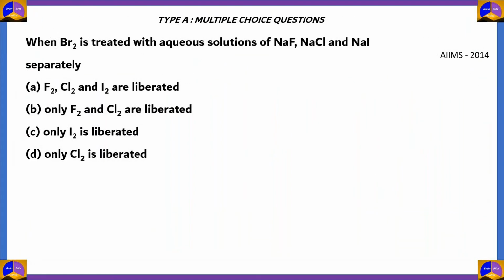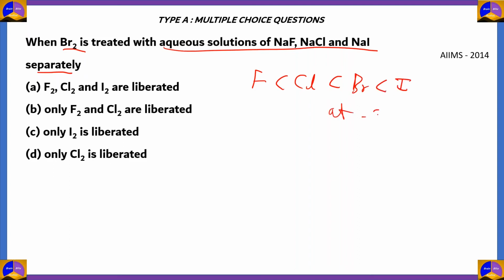Next question. When Br2 is treated with aqueous solutions of NaF, NaCl, and NaI separately, what happens? Option A, F2, Cl2, and I2 are liberated. B, only F2 and Cl2 are liberated. C, only I2 is liberated. And D, only Cl2 is liberated. Here, in terms of halogens, you need to know that F is less than Cl, is less than Br, is less than I when it comes to atomic size.